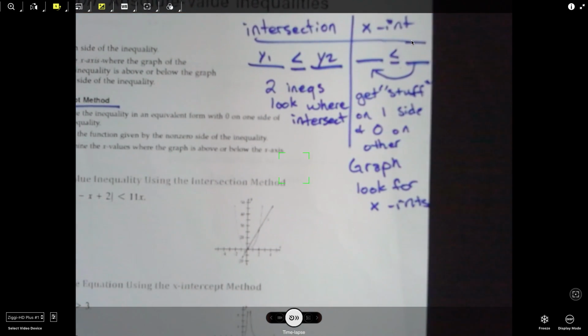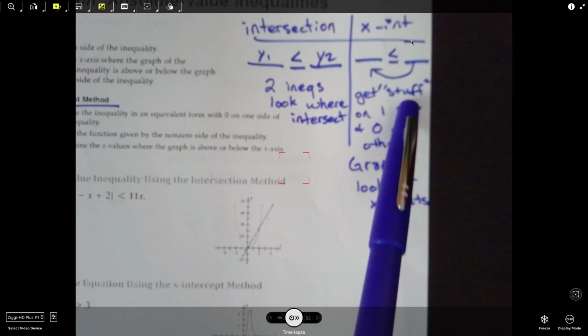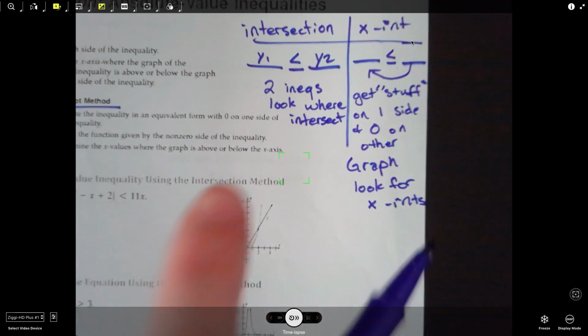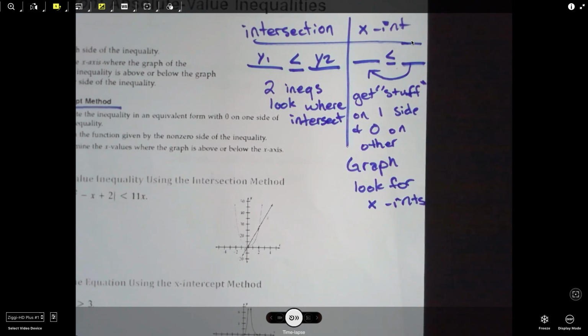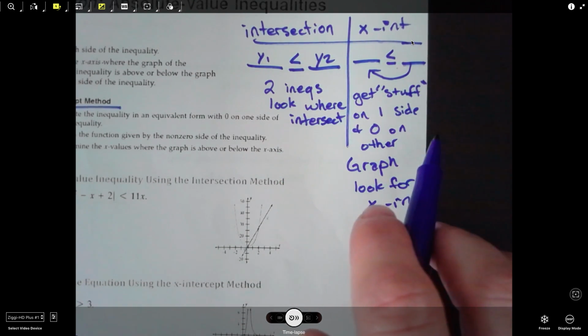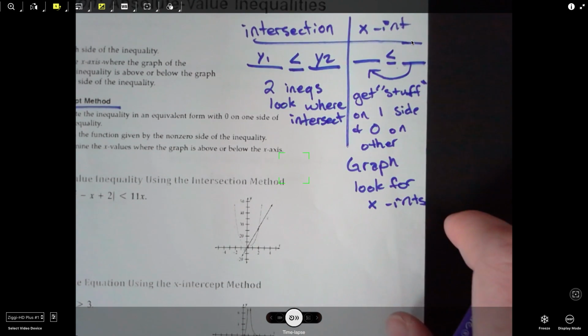Your graphs, if you do one versus the other, are going to look very different, but you're going to get the same answer whichever method you use. The graphs will look different because on one side you're going to have two graphs, and on the other side you're only going to have one graph. The graphs will look different, but you will get the same answer regardless of which method you use.